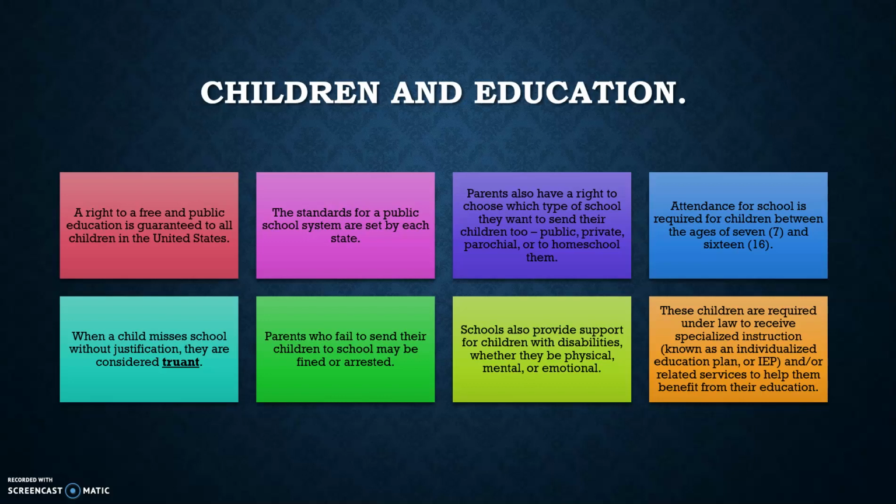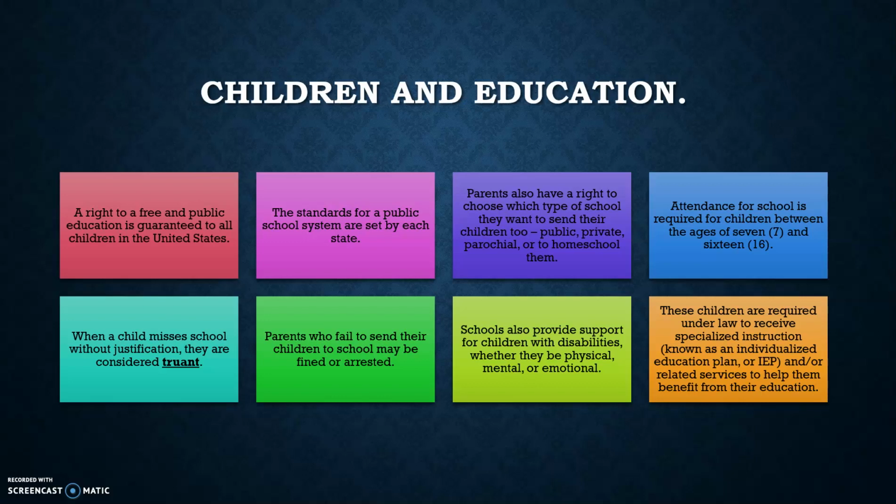Parents also have a right to choose which type of school they want to send their children to: public, private, parochial, or to homeschool them. Attendance for school is required for children between the ages of 7 and 16. And again, parochial school is kind of like a religious school or a Catholic school, if you know what it is. I just want to go back and go over that real quick.